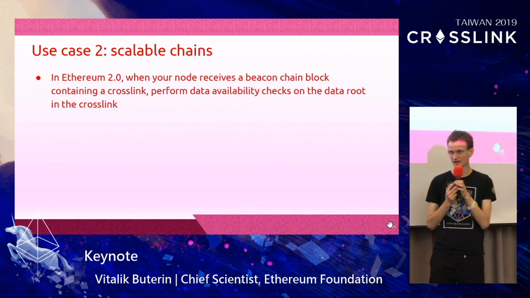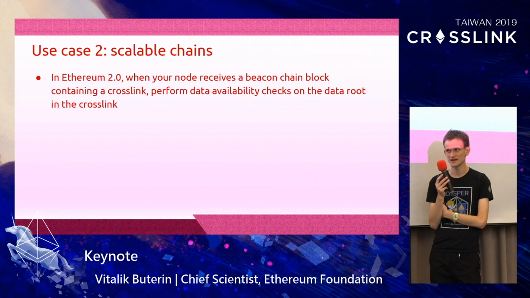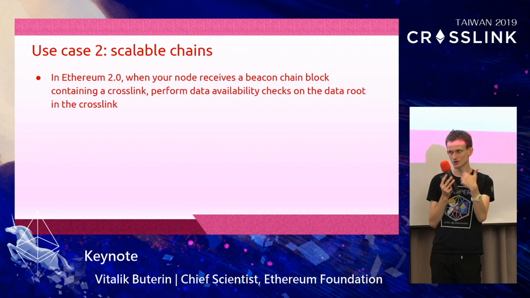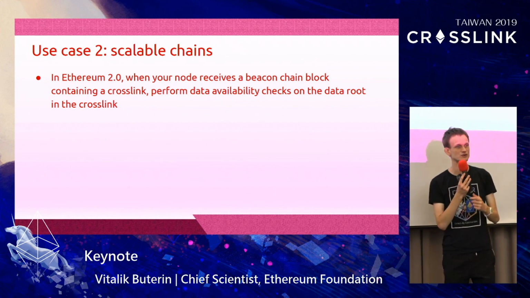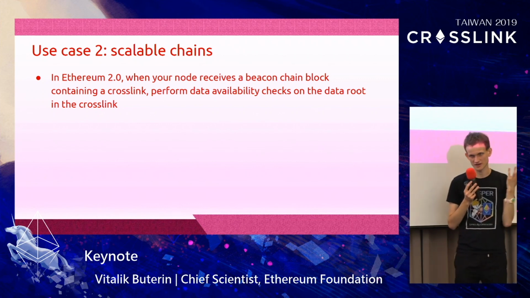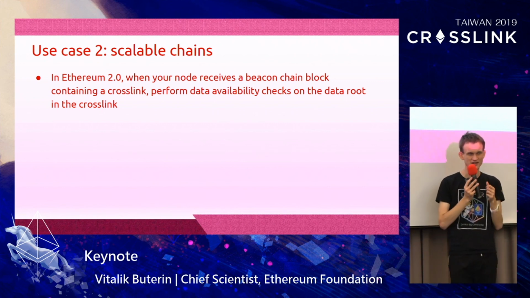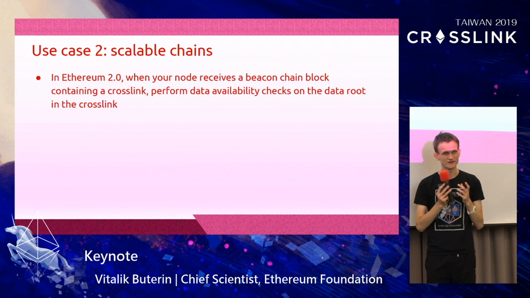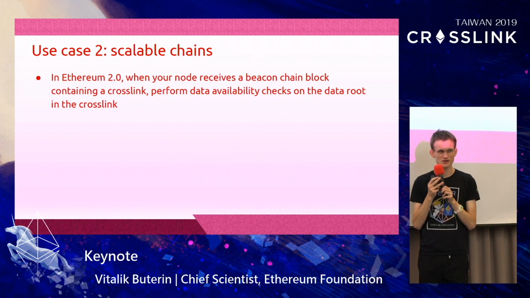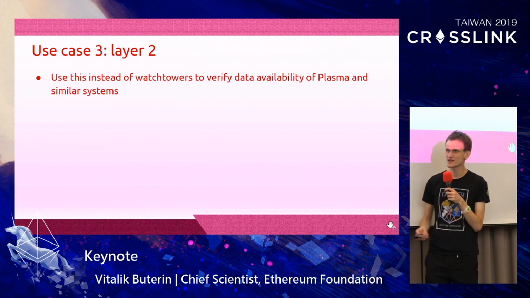Use case number 2 is scalable blockchains, right? So in Ethereum 2, when your node receives a beacon chain block, and that beacon chain block contains shard data, Merkle roots of shard data, basically instead of downloading the entire thing, you can perform data availability checks and you can perform fraud checks. So in both of these cases, quick validation of existing blockchains and scalable blockchains, we can change the security model and make it one that gives considerably stronger guarantees to clients. You could also use this for plasma chains.